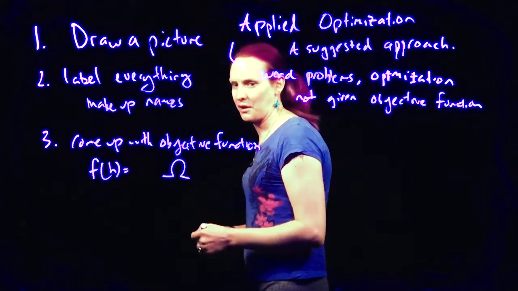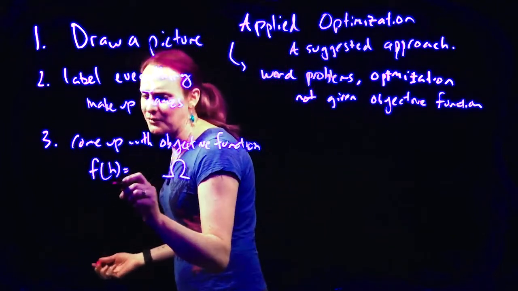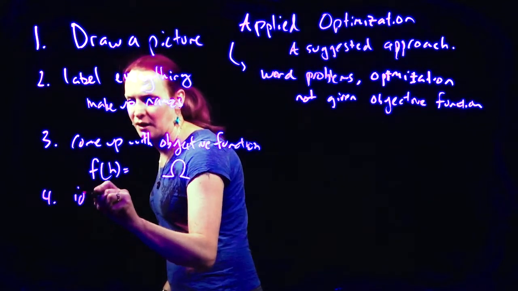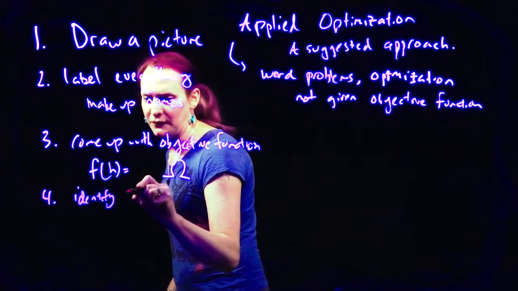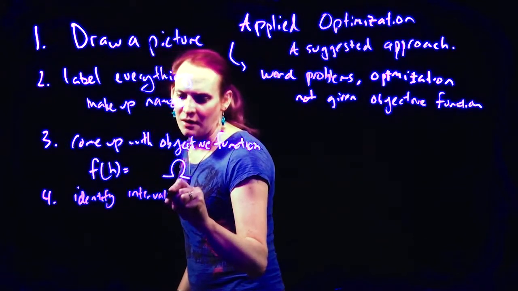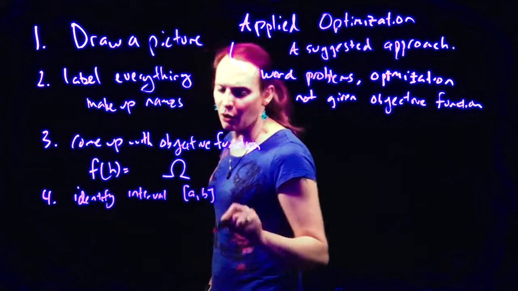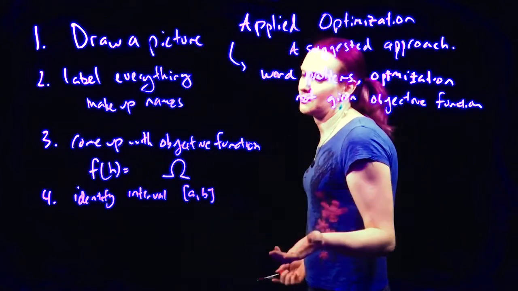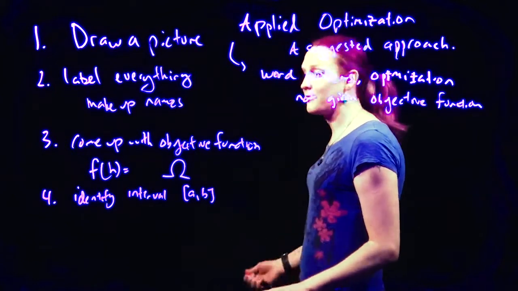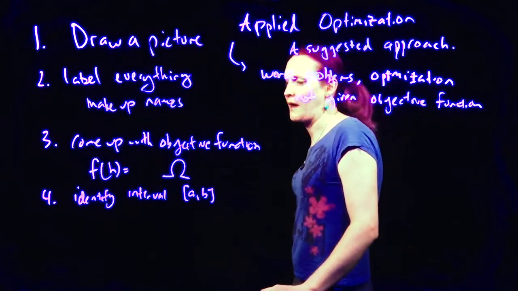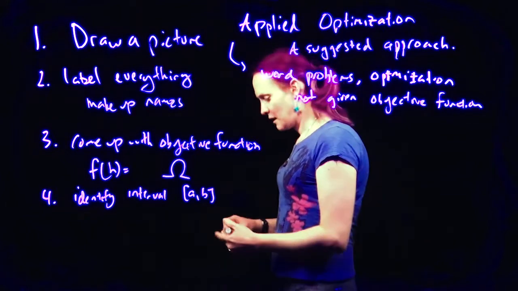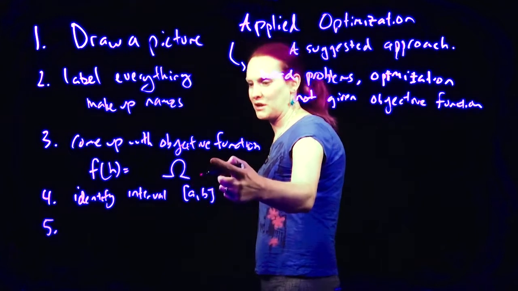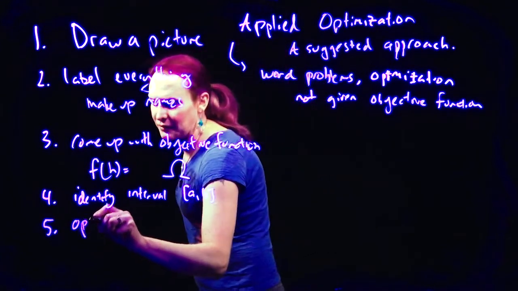There might be some constraints in this, and so I think that step 4 is to identify the interval AB over which we're optimizing. So it might be all positive numbers, so from 0 to infinity. Or it might be from 1 to 2, something like that. And then step 5, finally, once you've identified the interval, you have your objective function. Now you're ready to optimize.